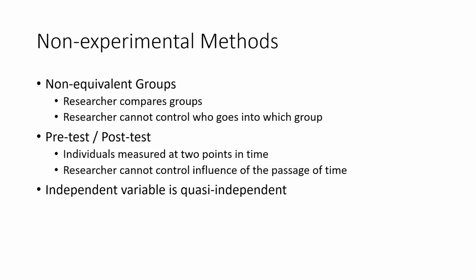In both of these situations, what we call the independent variable is actually a quasi-independent variable. Quasi meaning sort of. So it's not a true independent variable because it wasn't determined by the researcher. But we still sometimes call it an independent variable anyway, just because it's useful. It's useful verbiage to be able to describe it in a way that sounds like it's an independent variable, even though it's technically quasi-independent. It's just kind of shorthand.